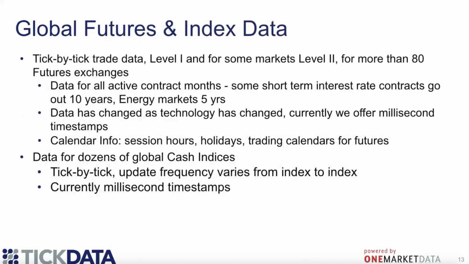Global futures and cash index data: tick by tick trade data, level 1, and for some markets, level 2 data for more than 80 futures exchanges. This includes data for all active contract months. So if you're looking at some of the short-term interest rate contracts that go out 10 years, we have data going out 10 years. 120 contracts actively traded concurrently. Same with energy markets, for example, crude oil going out, I think it goes at least 5 years, that's 60 contracts. So anything that has any trading activity will be in the data.